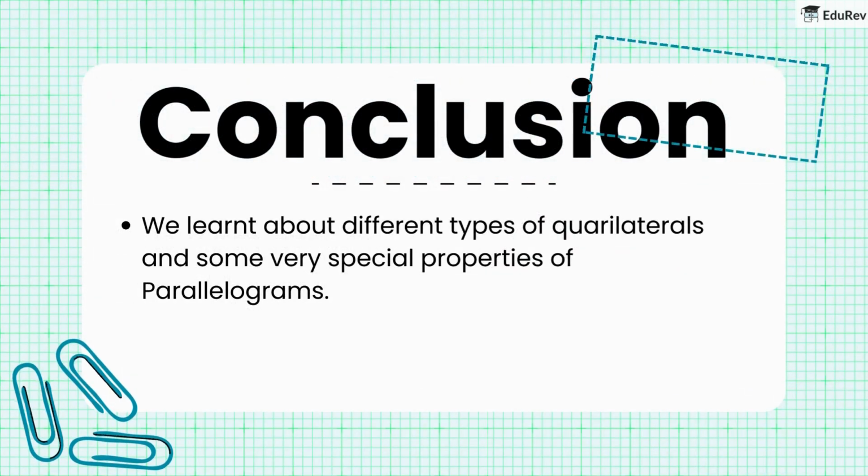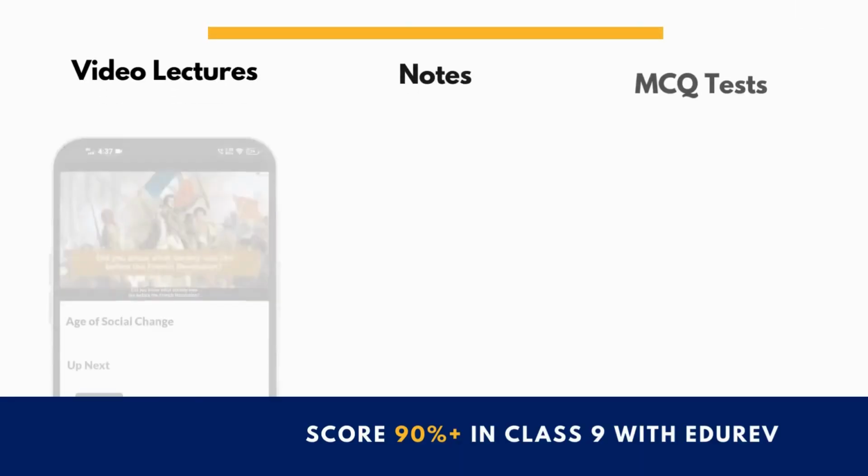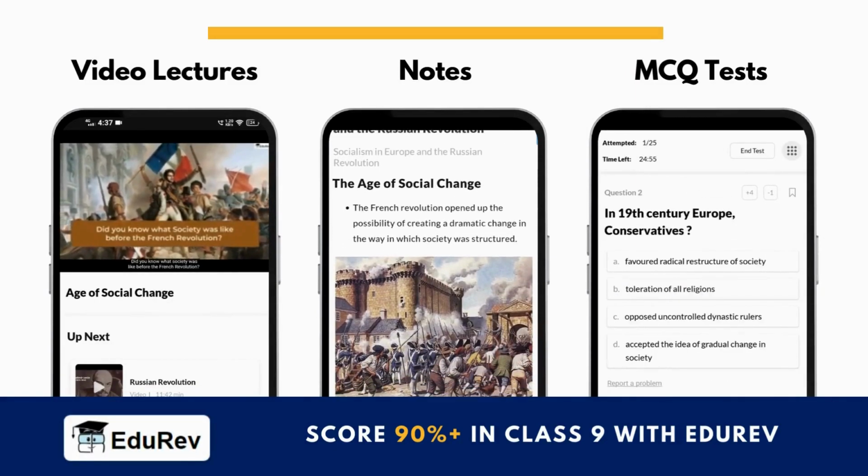Conclusion. We learnt about different types of quadrilaterals and some very special properties of parallelograms. We also learned about the midpoint theorem of triangles. We hope that you have understood the topic.